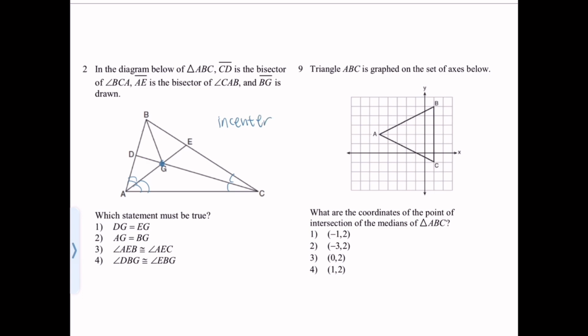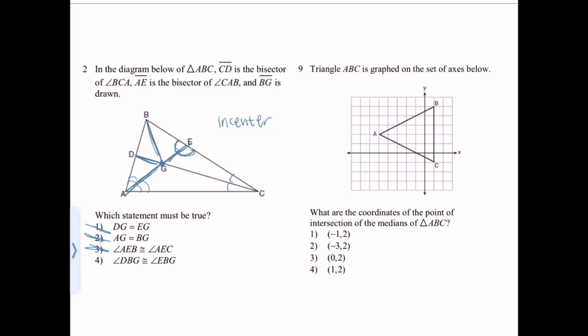Number one says that DG is equal to EG, which is not true because the incenter is not equidistant from all three sides. Number two says HG is equal to BG. So this line is congruent to this line, which is also not true because the incenter is not equidistant from the three vertices. Number three says angle AEB, which is this angle right here, is congruent to angle AEC, just this angle right here, which is not true.